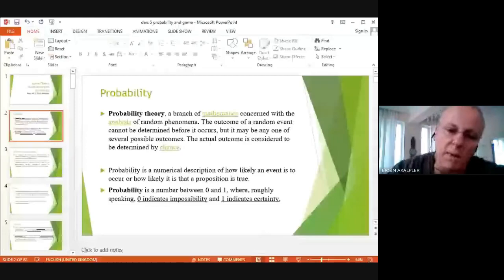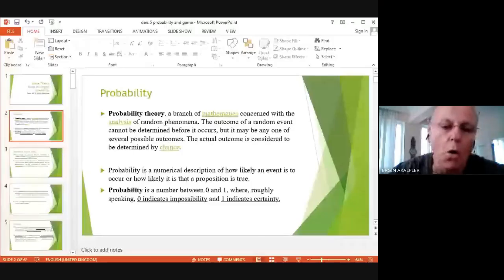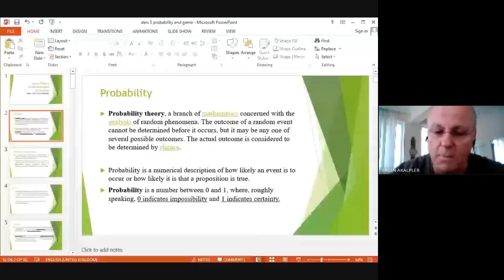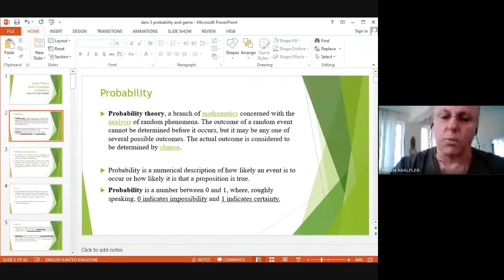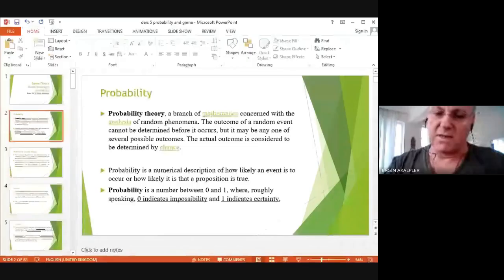Probability is a numerical description of how likely an event is to occur or how likely it is that a proposition is true. As you know, probability is between 0 and 1, where 0 indicates impossibility, the lowest value we are expecting to be realized, and 1 indicates the most certainty that the event is going to be realized.